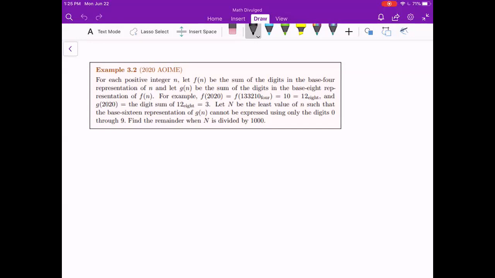We want n to be the least value such that the base 16 representation of g of n cannot be expressed using the digits 0 through 9. If we can't express it using only the digits 0 through 9, that means we have to use the letters we were talking about earlier. The smallest such value in base 16 is exactly 1 greater than 9, which is, remember, quote unquote 10, but we write it as A. So this is equal to g of n. Let's convert this back to base 10. This is equal to 10 in base 10.